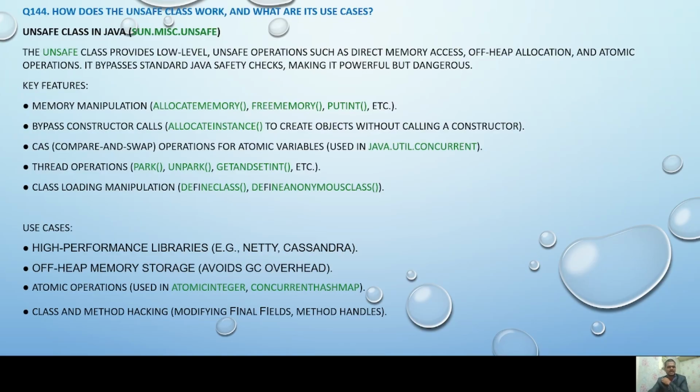High performance libraries, that is Netty, Cassandra, etc. Off-heap memory storage avoids garbage collector overhead. Atomic operations are used in atomic integer and concurrent hash map. Class and method hacking, modifying final fields, method handles.